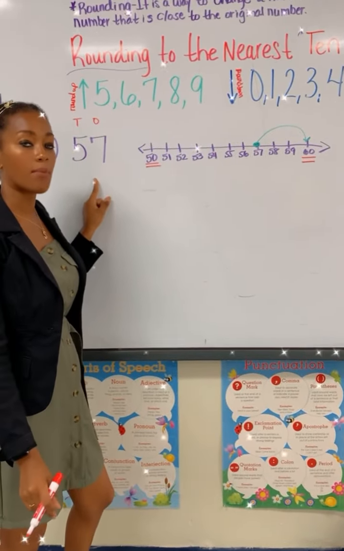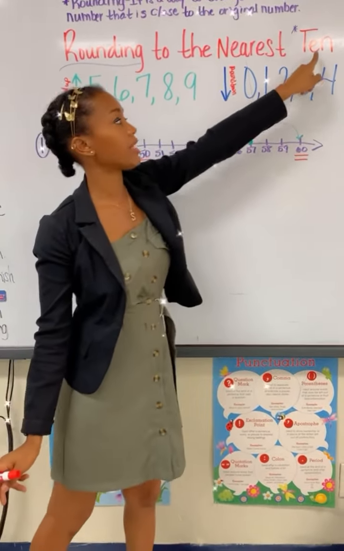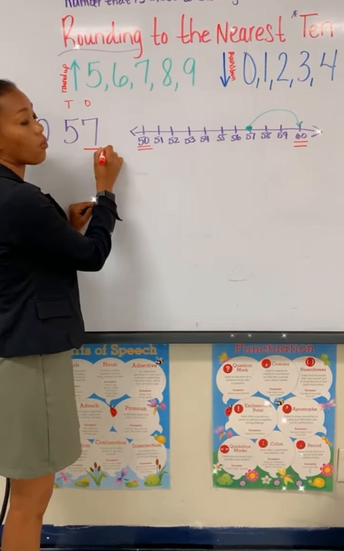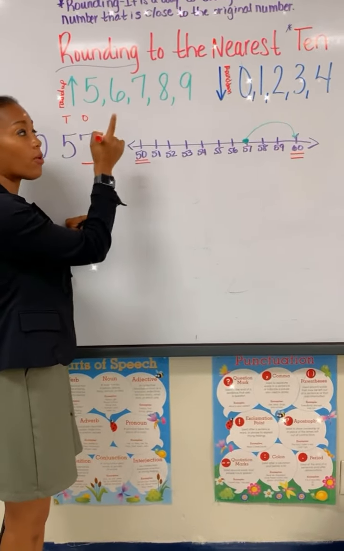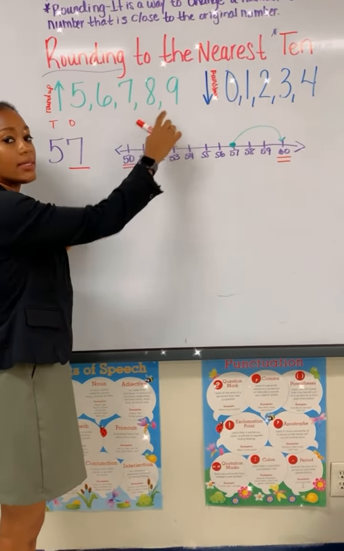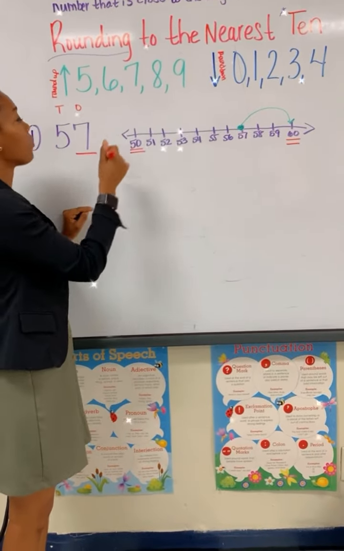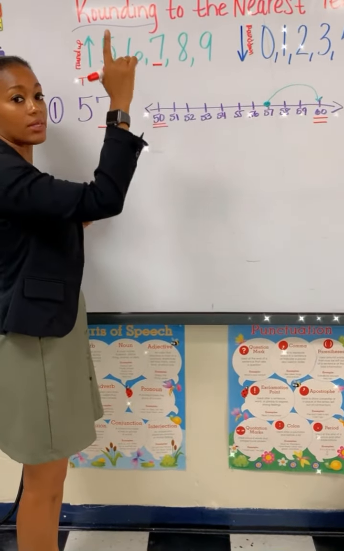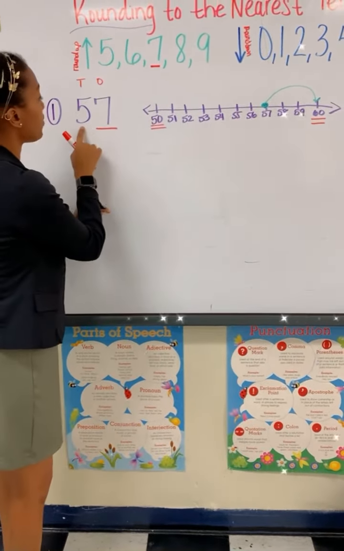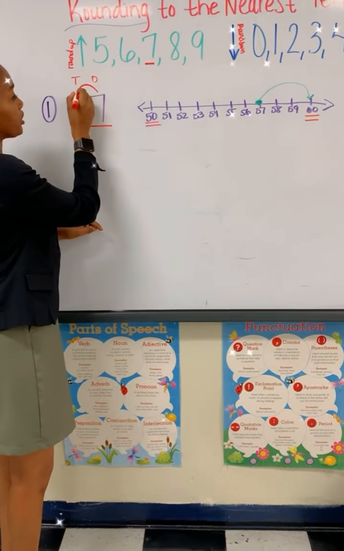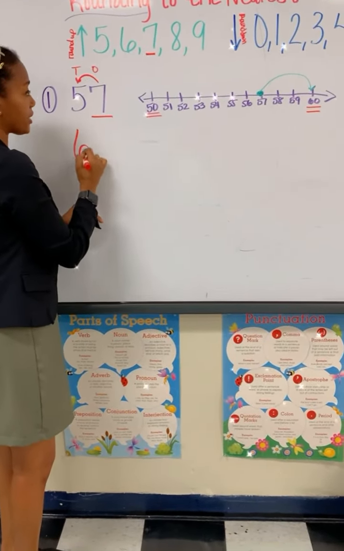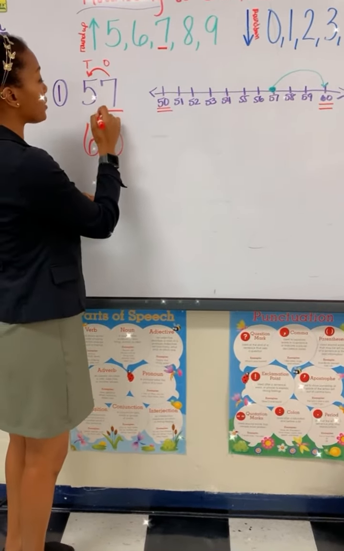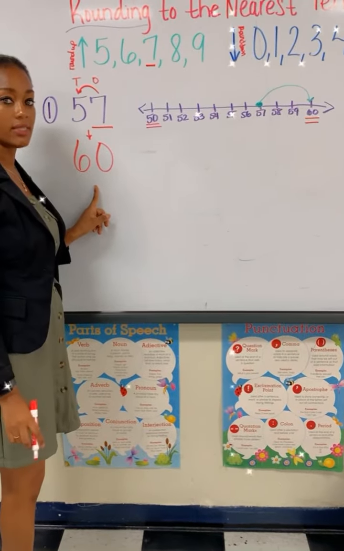So when I'm looking at the number 57, when we're rounding to the tens place, the number that stands out to me the most is this 7 in the ones place. Because remember I told you before, 5, 6, 7, 8, 9 tells me to round up to the next number. Well, this number in the ones place is a 7. So that tells me I need to round up to the nearest 10. So 57, this 7 is going to change this 5 into a 6, and we're going to change this 7 into a 0. So 57 rounded to the nearest 10 is 60.